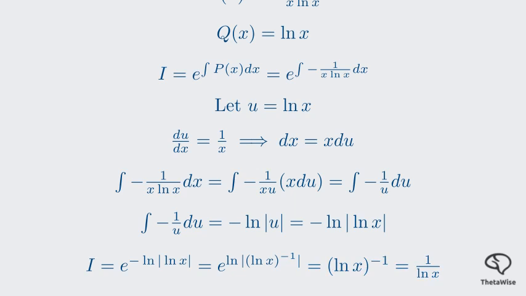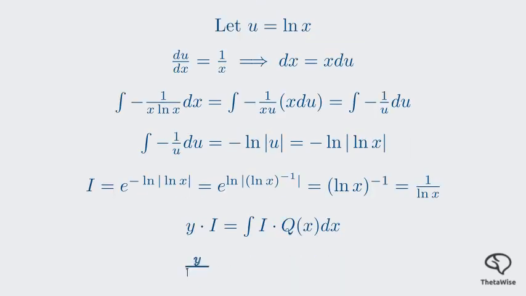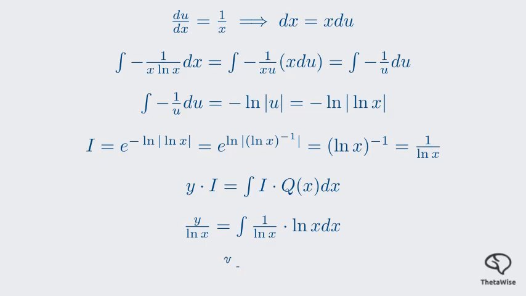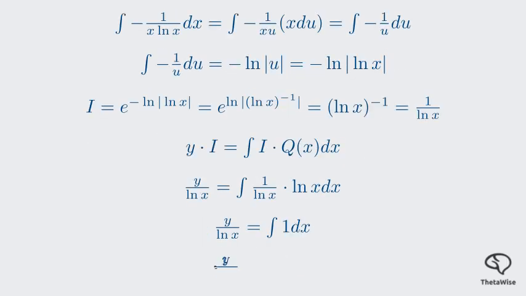With our integrating factor, we can find the general solution. The solution is y times I equals the integral of I times Q(x) dx. Substituting our parts, we get y over ln x equals the integral of 1/ln x times ln x dx. Look at that. The ln x terms in the integral cancel each other out. This leaves us with the very simple integral of 1 dx. The integral of 1 dx is just x, so y over ln x equals x plus c.